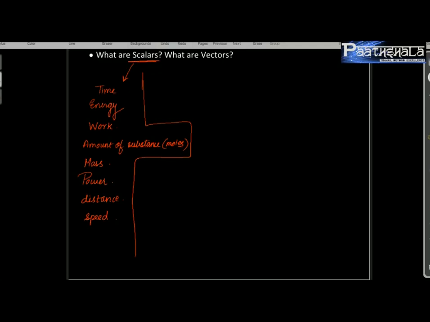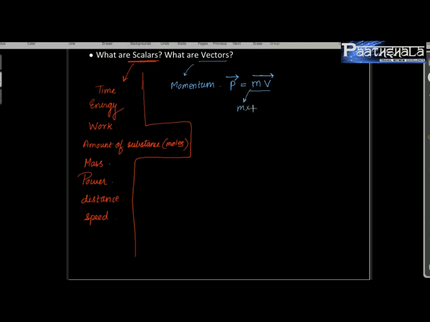Vectors, however, require magnitude as well as direction for their complete specification. A few prominent examples are momentum. Momentum is represented as P and then an arrow on top of P. This arrow signifies that momentum happens to be a vector quantity. Momentum is actually given as mass times velocity of the object, and then you specify an arrow on top of the entire quantity mv.